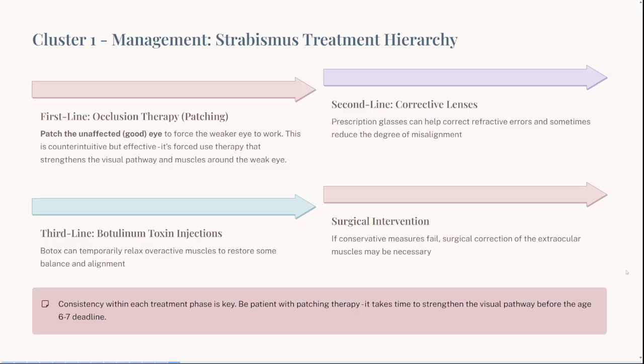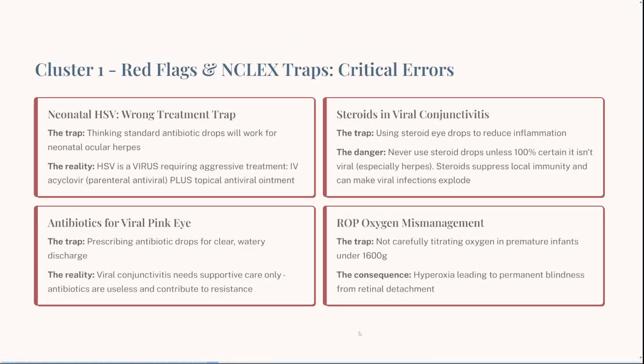And if patching doesn't work? Then you might move on to corrective lenses or even injections of botulinum toxin, Botox, to temporarily relax one of the overactive muscles and restore some balance. Okay. And for bacterial pink eye, it's antibiotic drops. But you mentioned a major caution point. Yeah, you have to be very careful with steroids. Never use steroid eye drops unless you are 100% sure it isn't a viral infection, especially herpes. Steroids suppress the local immune response and can make a viral infection explode.